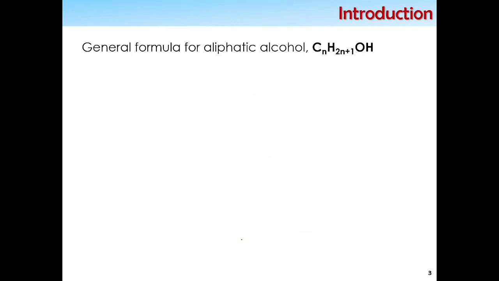Okay, so alcohol is represented by the general formula CnH2n+1OH. For example, if n equals 2, it will be C2H, 2 times 2 is 4, plus 1, so this one will be 5, OH. So that is the general formula for aliphatic alcohol.